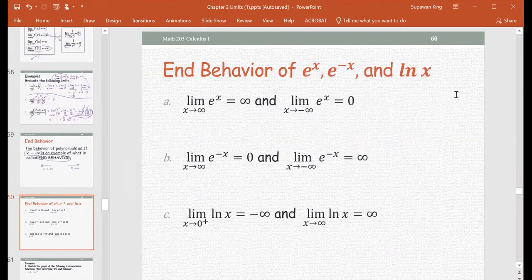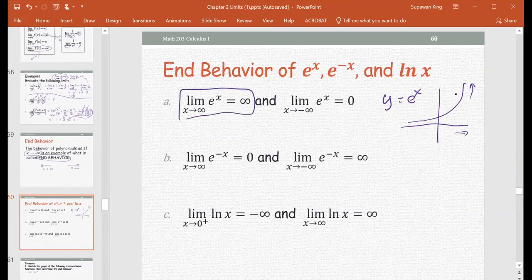And for the transcendental functions, e to the x, e to the negative x, and natural log x, we can use the limit to explain the end behavior of the graph. Let's see, for y equals e to the x, if you recall, the graph is an increasing graph like that. From the graph, what happens on the right end? Approaching infinity. The limit of e to the x as x approaches infinity equals infinity. The left end, what happens? The y approaches 0, which is the horizontal asymptote.